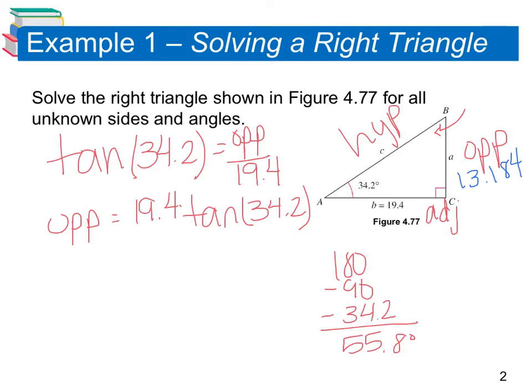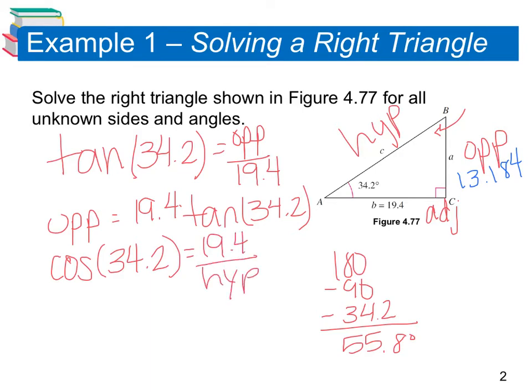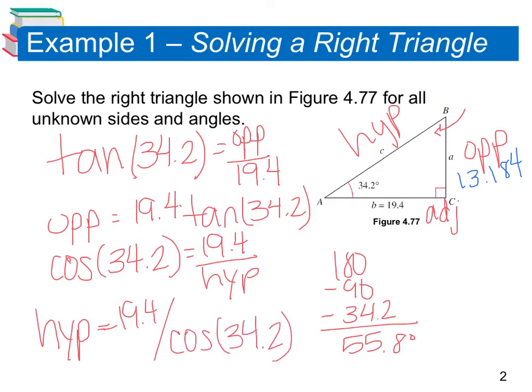Okay, if I'm setting up trying to find the hypotenuse, I'm given the adjacent. I want to find the hypotenuse, so that's going to be a cosine. Cosine 34.2 equals 19.4 divided by the hypotenuse. Solving for the hypotenuse, I'm going to get 19.4 divided by cosine 34.2. Again, make sure you're in degrees. Should come out to be 23.456.